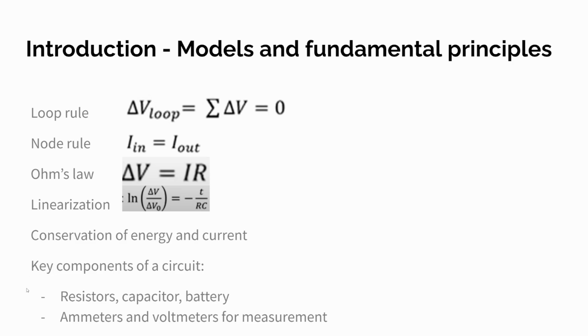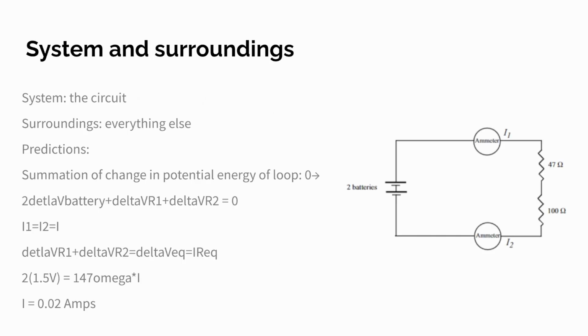And you have to know the key components of a circuit: resistors, capacitor, battery, and we're going to use ammeters and voltmeters for the measurement. In this lab, the system is the circuit itself, including all the circuit elements. The surroundings include everything external, like the simulation environment and measurement devices.